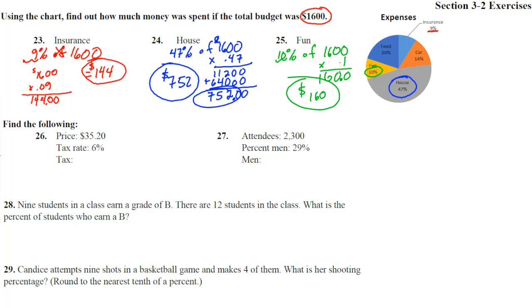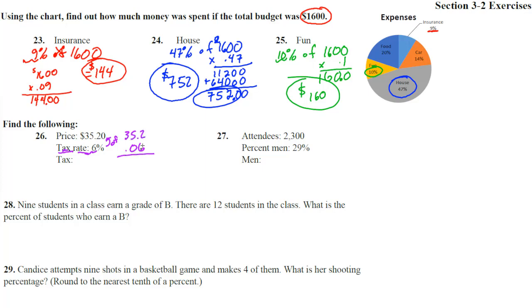Excellent. All right, on number 26. So we won't be using the chart anymore. Now it tells us here's the price, and then here's a tax rate. So a sales tax rate. So we move it 1, 2. Be careful not to just move 1. This is 0.06, 6% of. Notice it's of that.